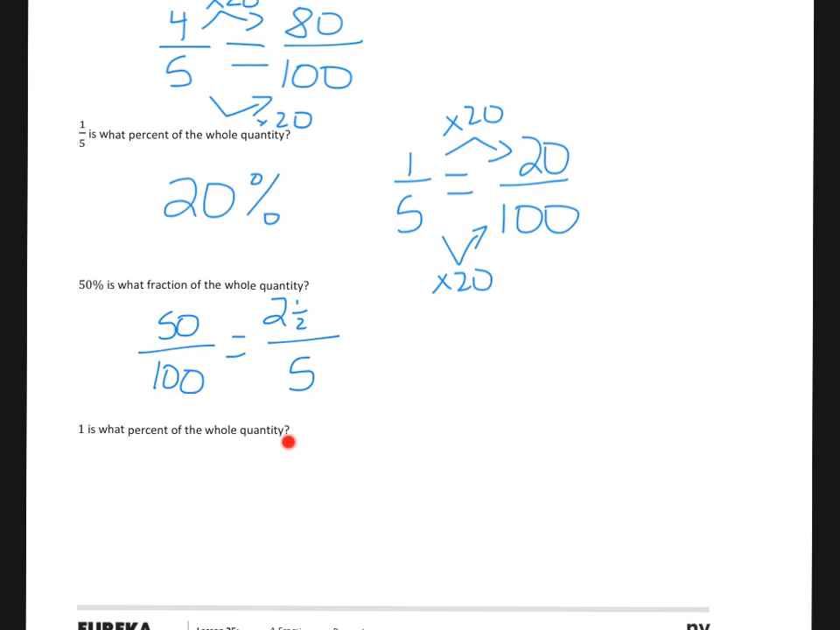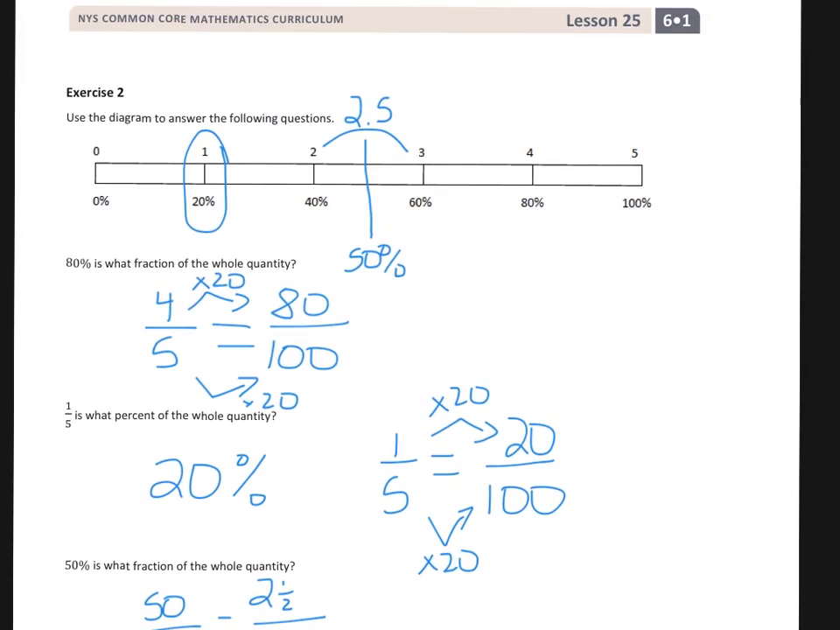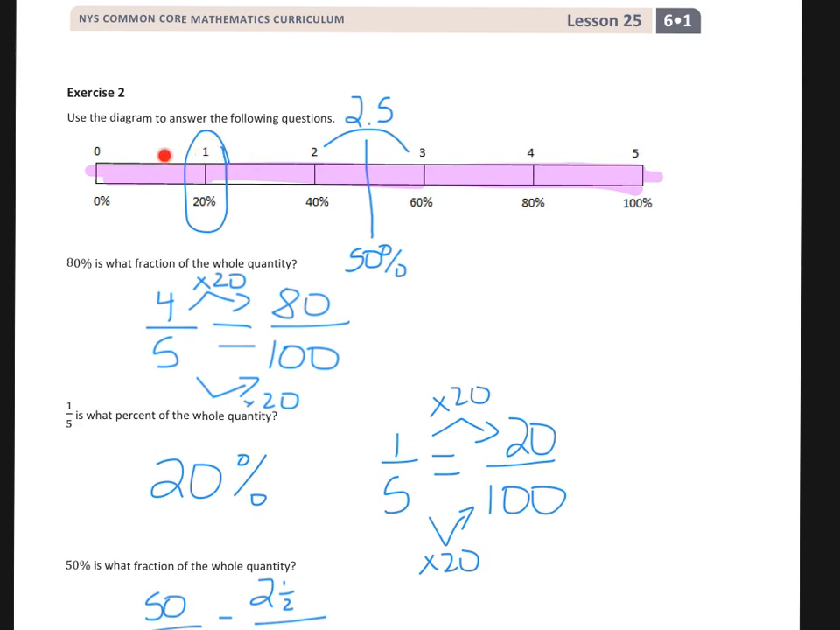1 is what percent of the whole quantity? Now notice this right here, this is a whole. This is not 1/2 or one small amount. This is one whole. So if I came back up here and filled in the whole thing, that's 1, not 1 of 5. This is 1 of 5. This is 1/5. This is not 1. 1 is a whole.